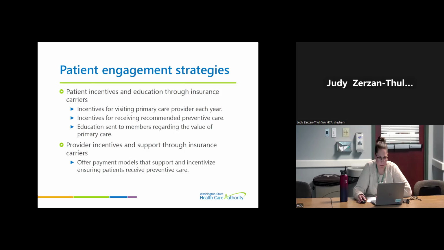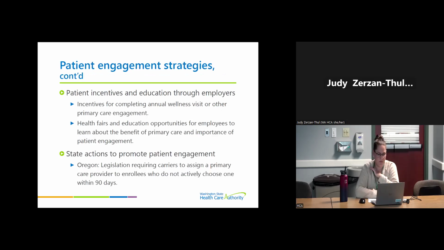Looking at slightly different dynamics, so looking at provider incentives and support through insurance carriers. Instead of the relationship between the insurance carrier and the patient, this is now looking at the provider lens. A common strategy is offering payment models that support and incentivize ensuring patients receive preventive care. So that's the same bucket as Making Care Primary and the Primary Care Transformation Initiative, where it's largely about creating opportunities and payment models between insurance carriers and providers.